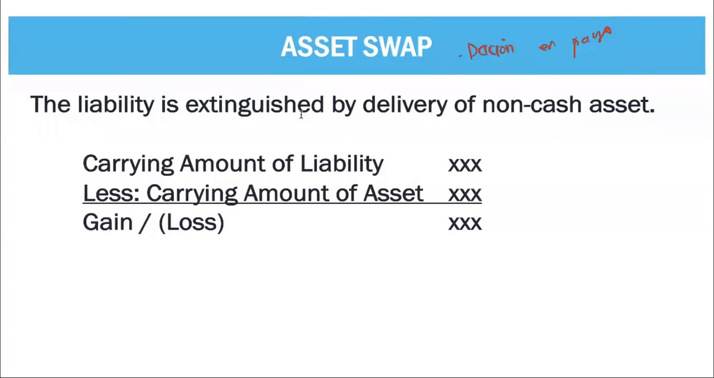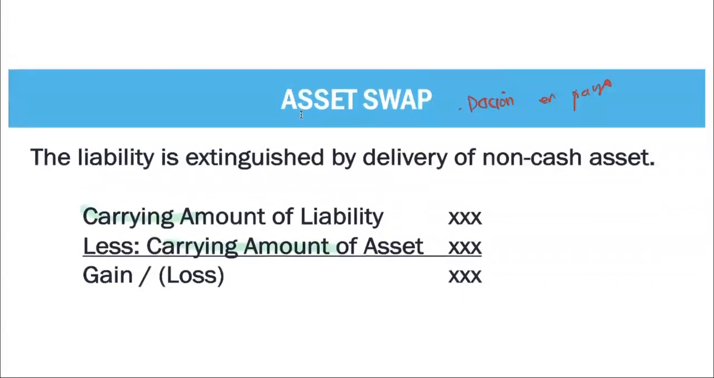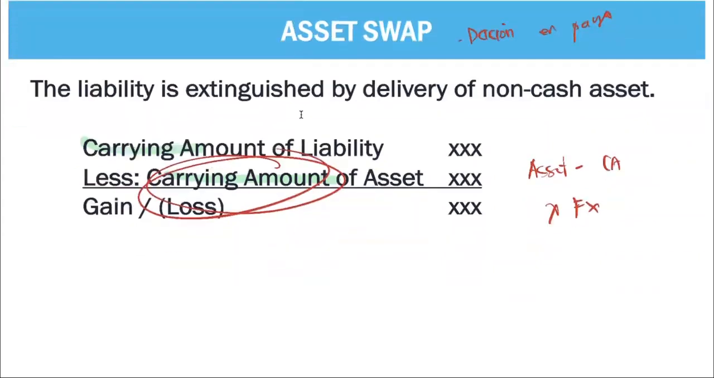So in your asset swap, how do we compute for it? First, you get the carrying amount of liability. You deduct the carrying amount of the asset. Always at carrying amount, okay? The asset is recorded at carrying amount, not on fair value. Take note of this. It is on your carrying amount.